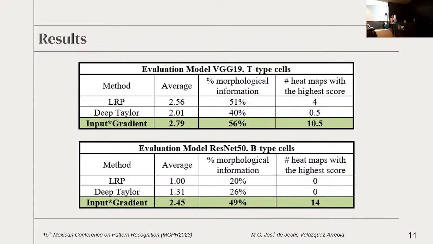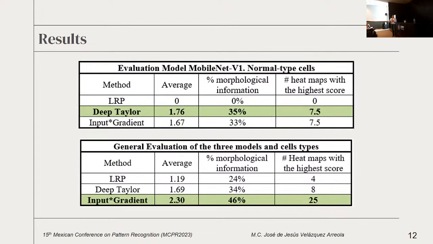For classifying cells type B, the best result is using the model ResNet 50, and again the method generating heat maps is input gradient. The average is 2.45, related to 19% morphological information present in the heat map. And finally, for classifying normal type cells, we obtain the best results using the method deep Taylor decomposition, with a little difference in comparison with input gradient. Remember, the LRP is not defined in this case.